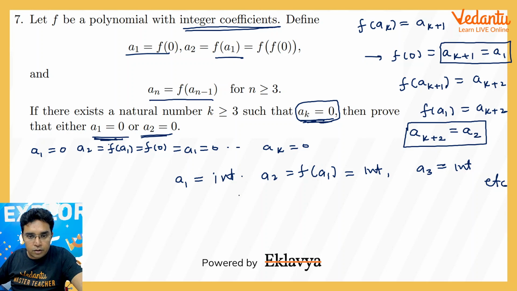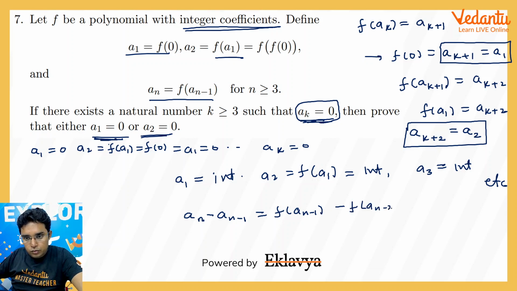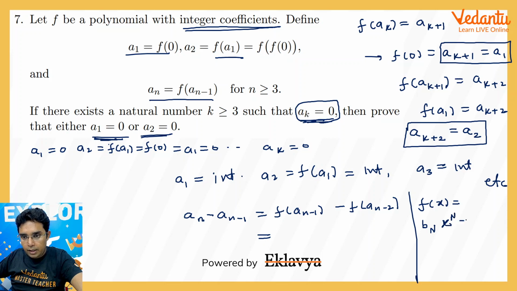Now what is the implication of this? If a1, a2, they all are integers, and I write an minus 1, then this means it will be f of an minus 1 minus f of an minus 2. Now if I take f to be a polynomial of degree capital N, let me write this function also here. f(x) is equal to bN x power N plus bN minus 1 x power N minus 1, and so on, plus b1 x plus b0.